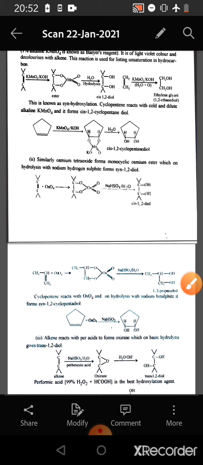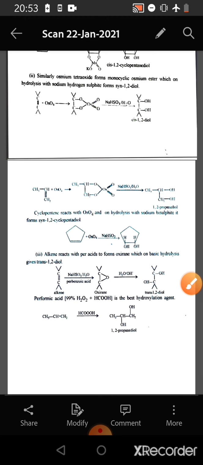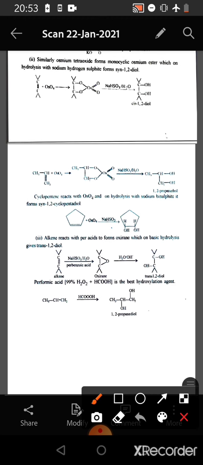Similarly, osmium tetroxide forms monocyclic osmium ester which on hydrolysis with sodium hydrogen sulfite forms syn-1,2-diol. So here we have alkene reacting with osmium tetroxide forms monocyclic osmium ester and on reaction with sodium hydrogen sulfite and on further hydrolysis forms cis-1,2-diol. If we consider the next reaction, here we have propene. This propene on reaction with osmium tetroxide forms monocyclic osmium ester and this on further reaction with sodium hydrogen sulfite and on hydrolysis forms 1,2-propanediol.